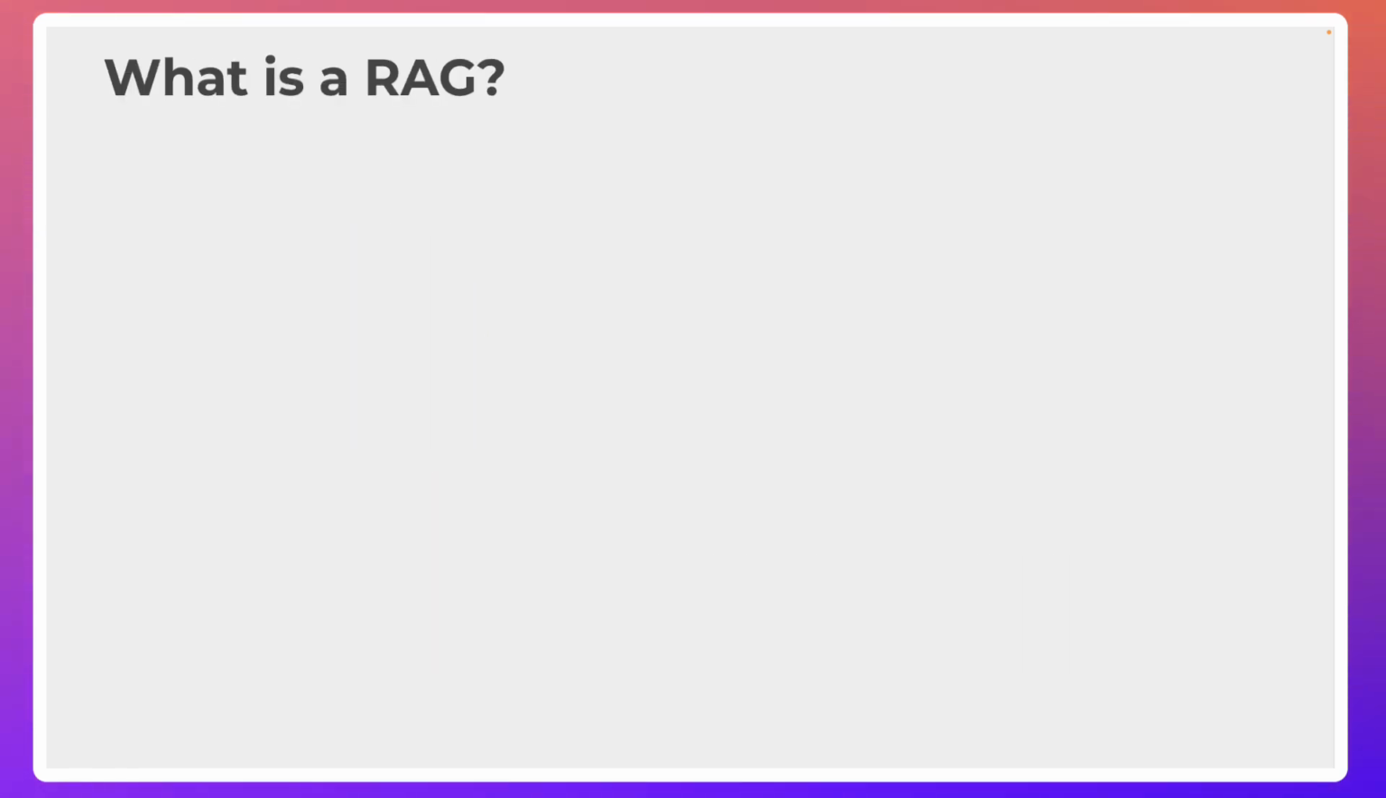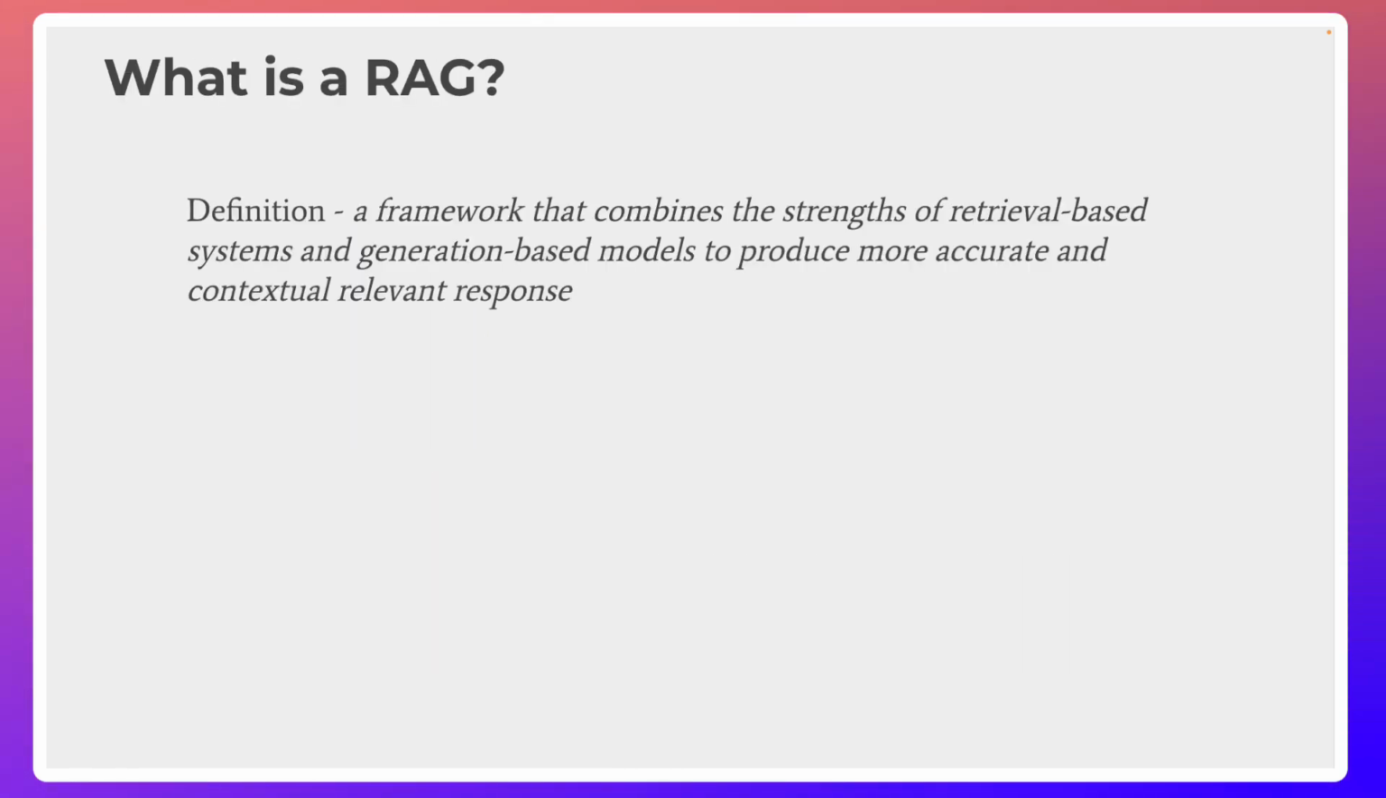But we still haven't really defined RAG. So what is RAG? The definition goes as follows: a framework that combines the strengths of retrieval-based systems and generation-based models to produce more accurate and contextually relevant responses. And the keywords again are contextually relevant responses, because that is the whole goal of RAG.